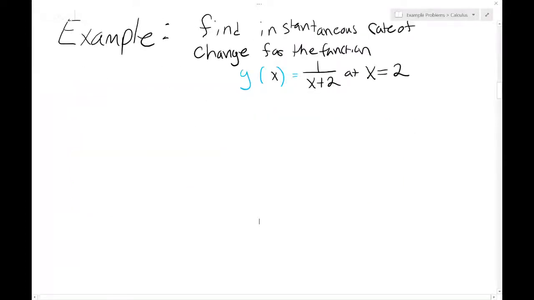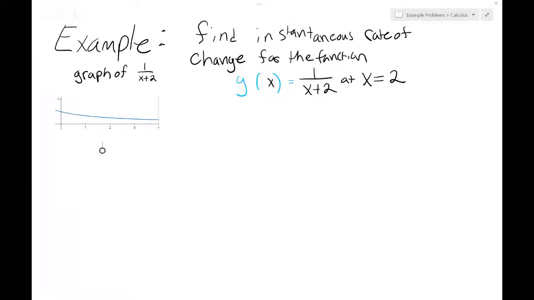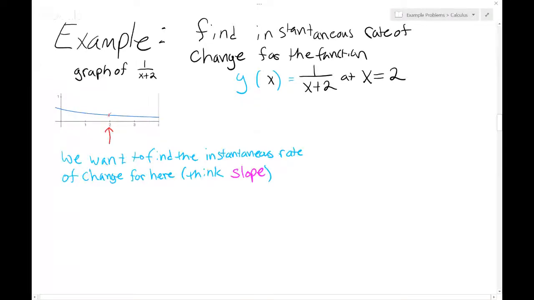For example, let's find the instantaneous rate of change for the function y of x equal to 1 over x plus 2 at the point x equals 2. Here's a graph of 1 over x plus 2, which shows it gently sloping down to 0 eventually as it reaches infinity, but that's talk for a later video. So we have an idea of what region we're looking at. We want to find the instantaneous rate of change here. Think about slope, because that's essentially what the instantaneous rate of change is.